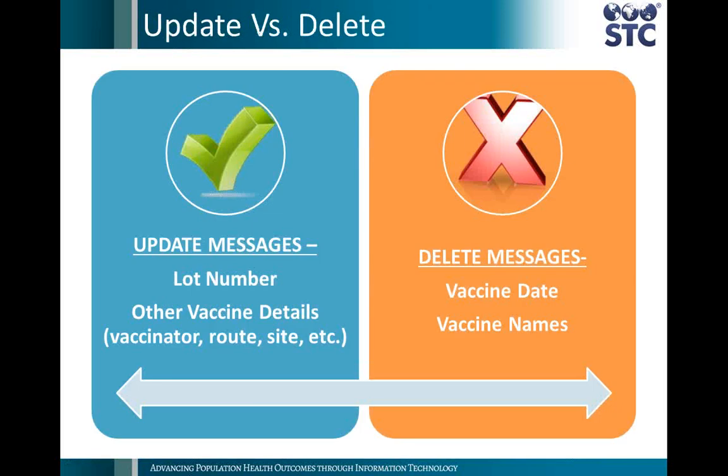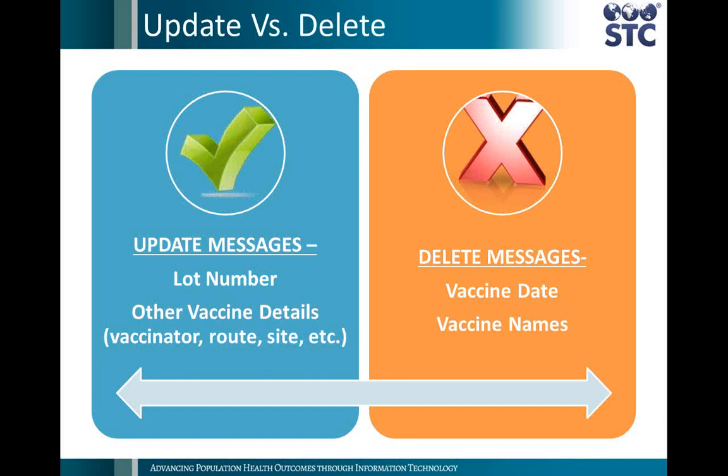There is a difference between updating and deleting: sometimes there are records that you need to delete instead of update. This is a good thing to jot down or put on a sticky note somewhere. Whenever you're updating a patient record, you're allowed to update lot numbers and other vaccine details, such as the vaccinator, the route, the manufacturer, and the site.